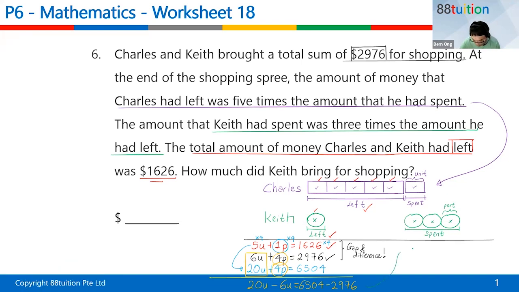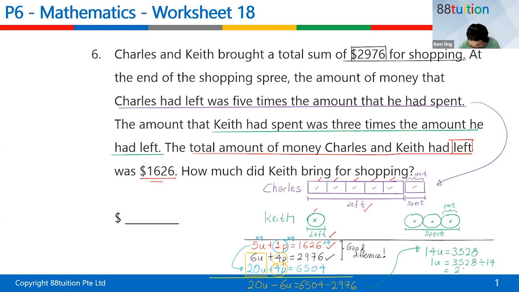So down here, you continue downwards. 20 units minus 6 units is 14 units. Is equal to, you press your calculator, 6504 minus 2976. And your answer should be 3528. What do you do next? Find 1 unit. How? Divide by 14. Wow, such a big number divide by 14. Can meh? Can meh? You press your calculator. Divide by 14. Bam! 252.